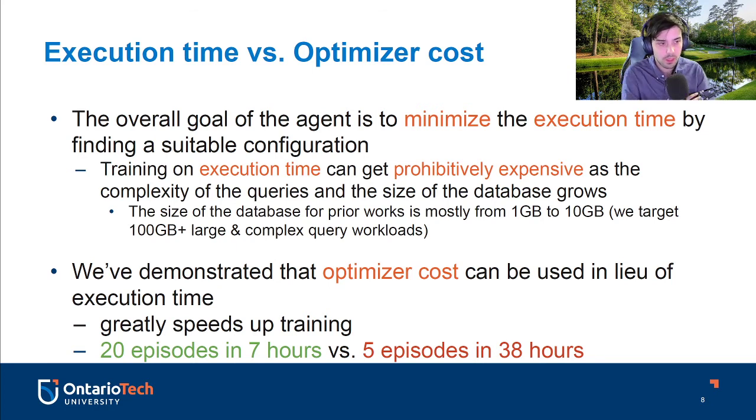And the databases that we're targeting are 100 gigabytes and larger, so you can imagine some queries do take a while. So trying to get enough iterations, enough data for the reinforcement learning agent to learn ends up taking a long time if you base it solely on execution time. However, what we're demonstrating here is that you can use optimizer cost in lieu of execution time. It greatly speeds up training. Some early benchmarking to give you a comparison is that 20 episodes can be done on optimizer cost in 7 hours, whereas 5 episodes take 38 hours, right? So there's a massive gap in time taken here.